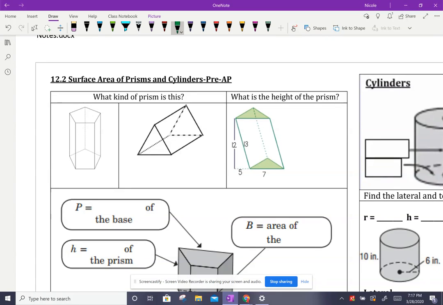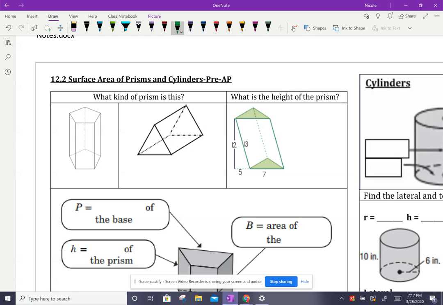We are rolling into 12.2. We really are going to start talking about surface area now. And so, surface area is the area around a 3D shape. In chapter 11, we talked about area, and that was all 2D shapes, it was flat surfaces.